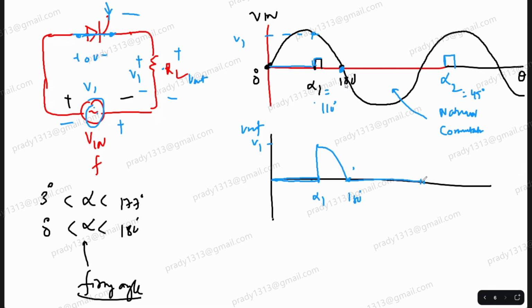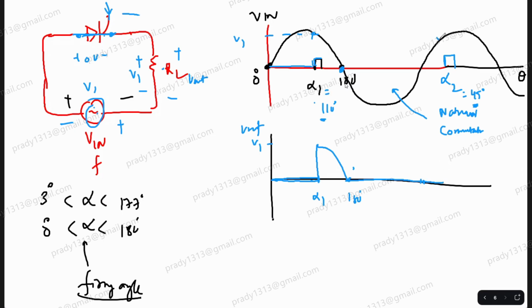Alpha 2. Alpha 2 is greater. What kind of mathematics? No, sir. It will conduct from alpha 1, which is greater. You have to consider the firing angle within the half cycle, not their absolute value. Okay? Which is greater, alpha 1 or alpha 2? Alpha 1 is greater.